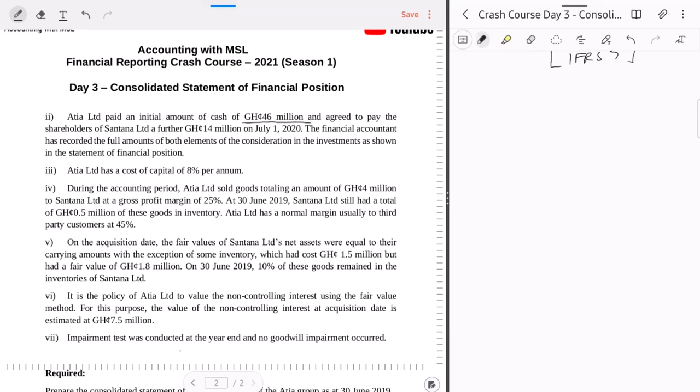So this is the purchase consideration, how much the parent paid to acquire the subsidiary, right? And they agreed to pay the shareholders of Santana. Don't forget, Santana is what? The subsidiary, right? A further 14 million CDs on 1st July 2020. Someone will say, why am I assuming it's a subsidiary?